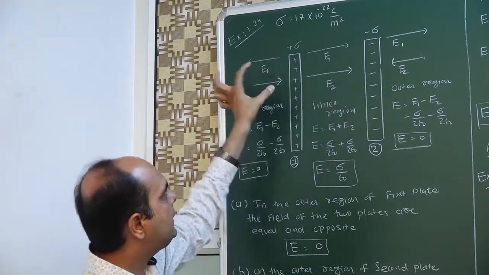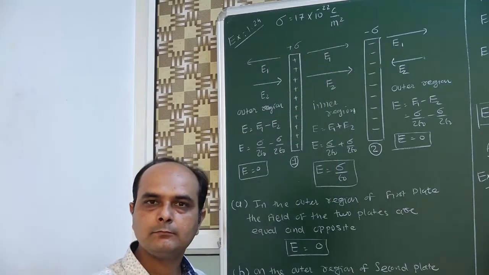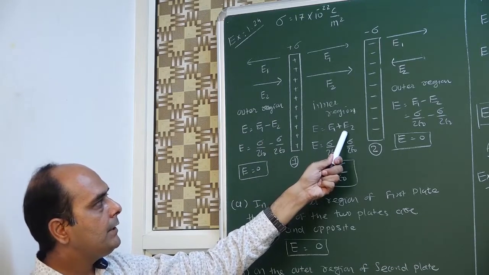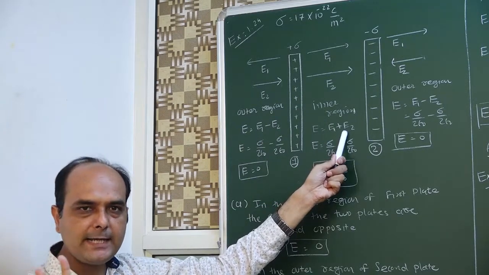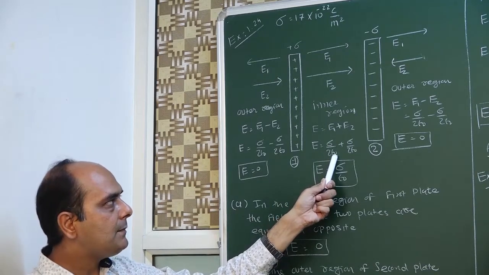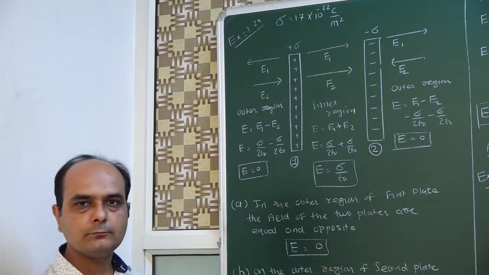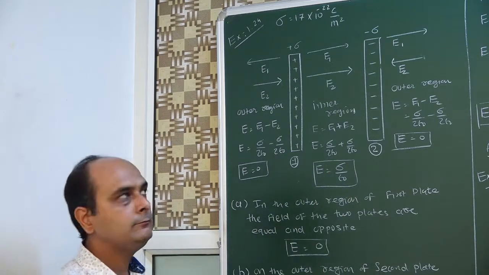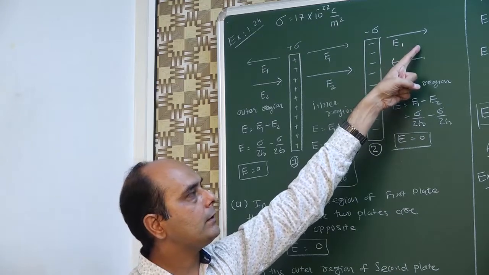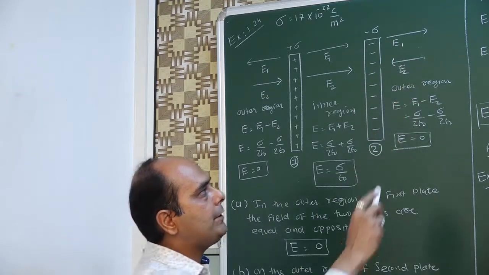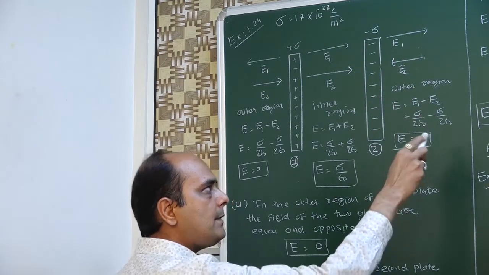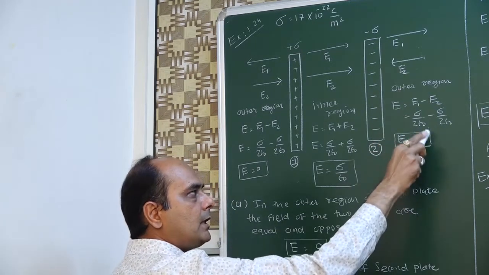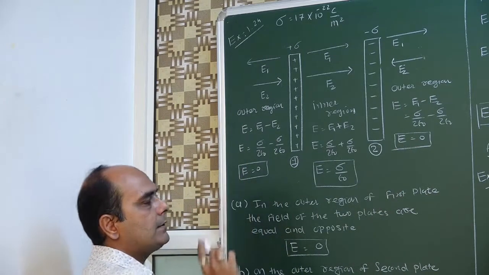But outside the plates, in which direction are they? Opposite directions. So the resultant electric field between the two plates is E1 plus E2. E1, the electric field due to a charged plate, is sigma by 2 epsilon 0, and similarly E2 is sigma by 2 epsilon 0. So between the two plates, the electric field is sigma by epsilon 0. But outside the plates, the directions of the electric fields are opposite to each other, so you write E1 minus E2. Again the same equation: sigma by 2 epsilon 0 minus sigma by 2 epsilon 0. Outside the plates, the electric field is 0.